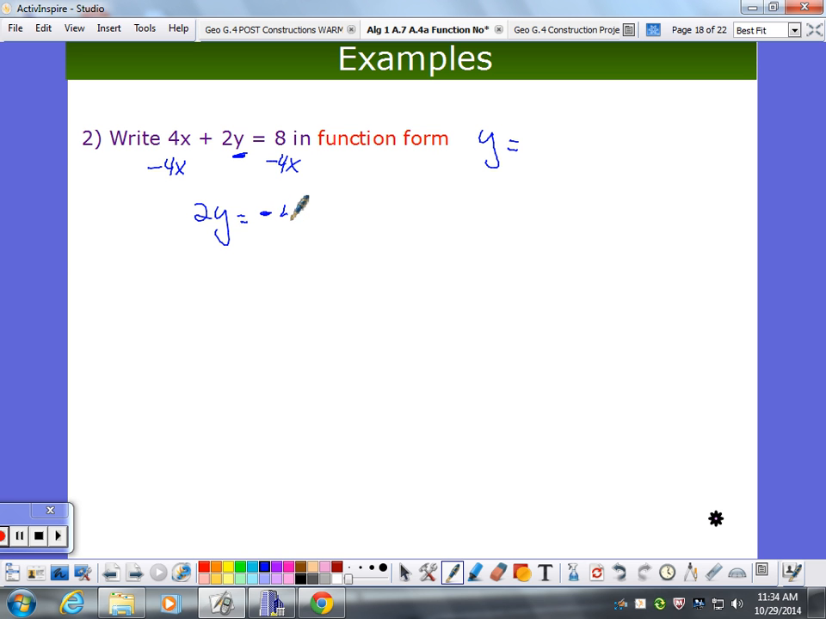I'm going to do something different. I'm going to put my 4x up front, only because in the future we're going to need to. I can do this, right? So divide by 2. What is divided by 2? Everything. Y equals negative 2x plus 4. Solve for y. Alright, we put that away.